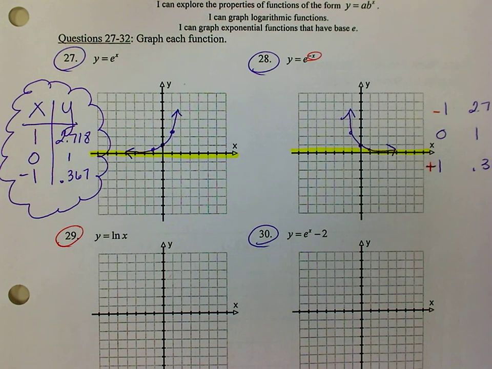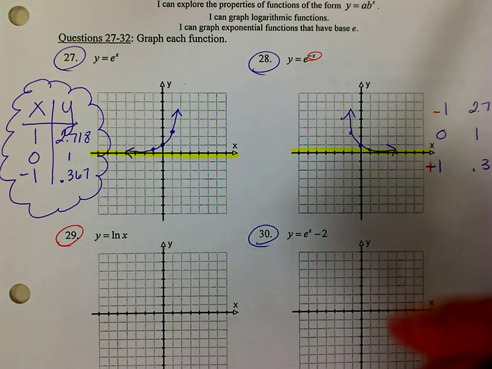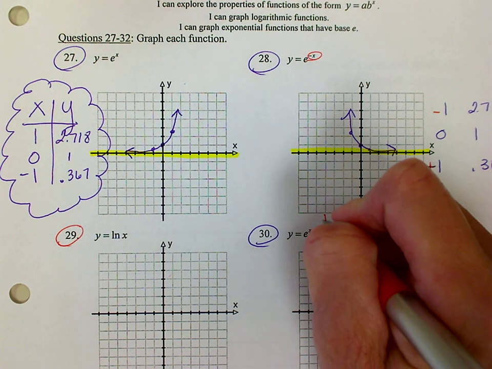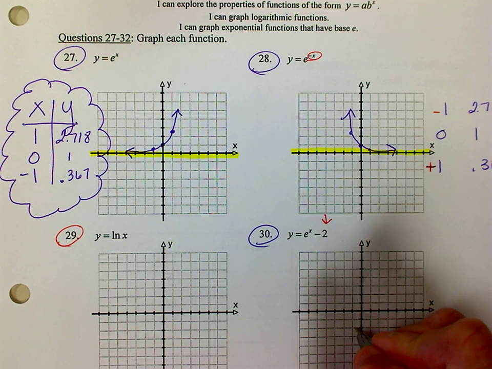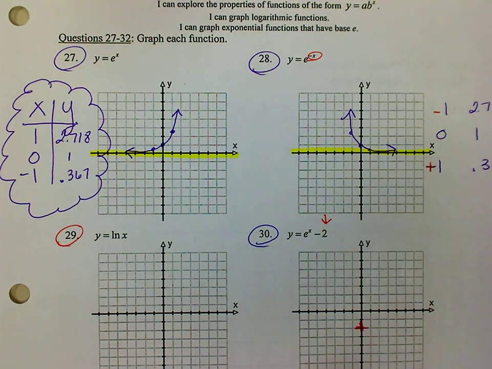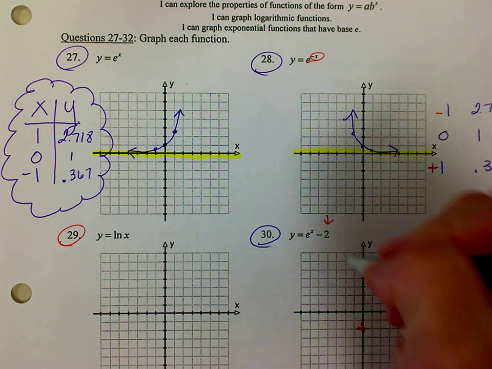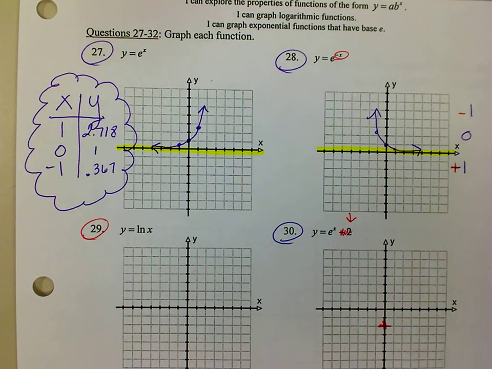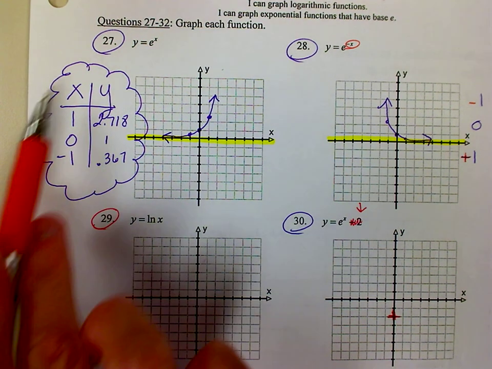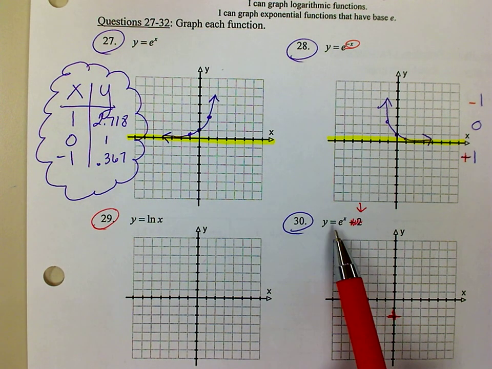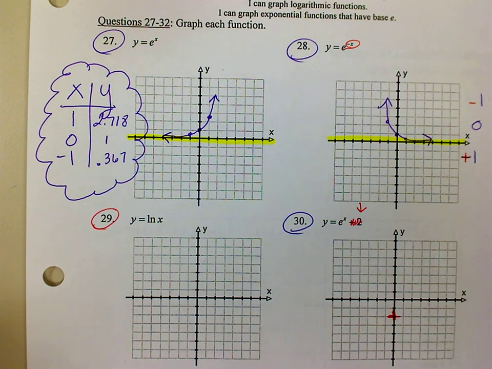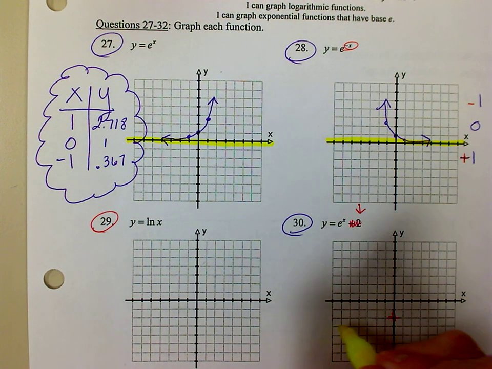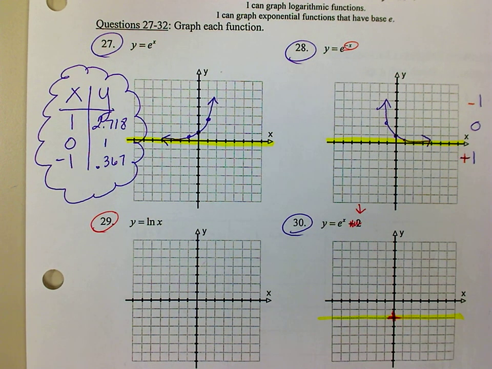Okay, 29. So first I have to go down 2, because I have an extra number there. And after I go down 2, I don't really care about that number anymore. All right, so I'm going to use this table because, again, my base is E. But before I plot those points, I've got to draw in my x-axis. And I'm going to plot those points.